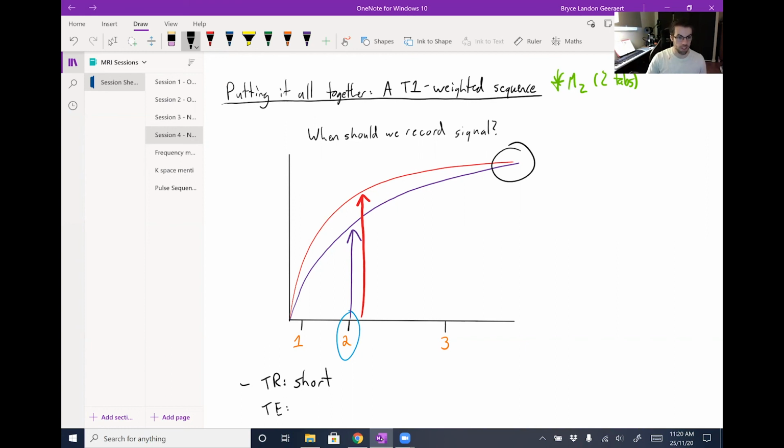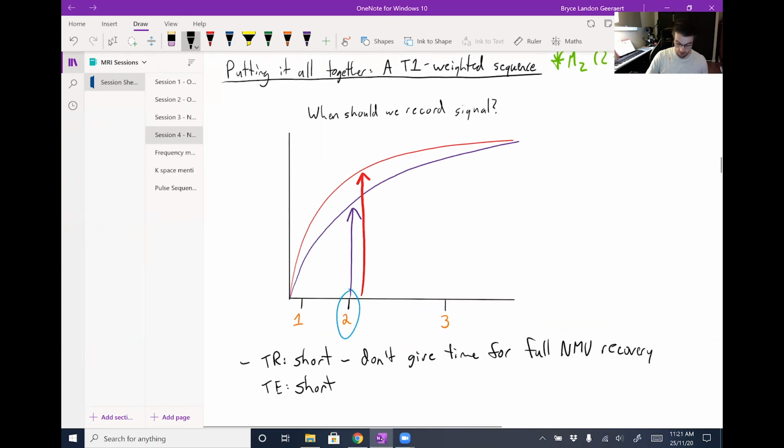So a shorter TR generally between pulses, and we want our TE to be short as well. Let me fill out the TR part first: don't give time for full NMV recovery. Hopefully that summarizes that pretty well. I'll just move down a little bit. Okay, so now we want our TE to be short.